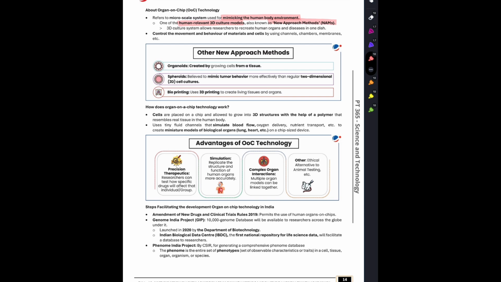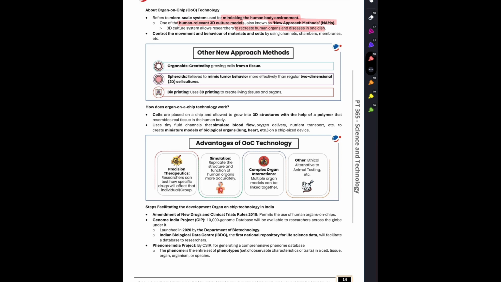The 3D culture system allows researchers to recreate human organs and diseases in one dish, and control the movement and behavior of materials and cells by using channels, chambers, membranes, etc. So, organ on chip technology is basically a microscale system which is used for mimicking the human body environment. And one of the human relevant 3D culture models is the new approach method, NAMs.